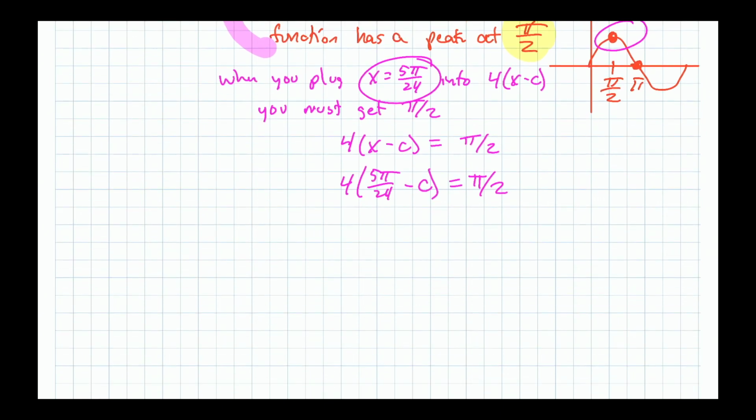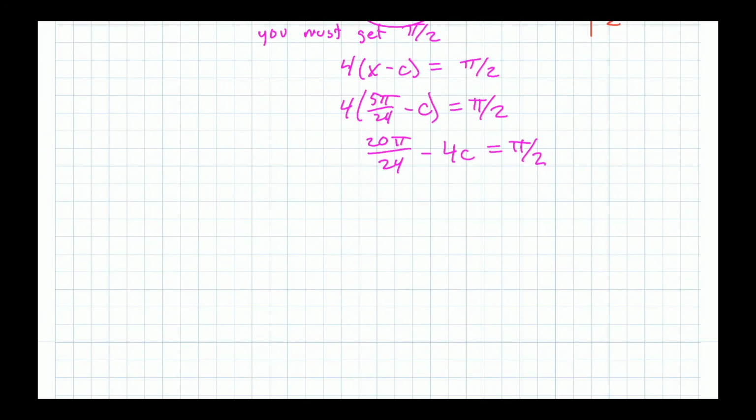And this is what I was trying to avoid, but we're stuck with it now. So multiply the 4 through. You get 20 pi over 24 minus 4c equals pi over 2. Keep the 4c on the other side, subtract off the 20 pi over 24. So you get negative 4c equals pi over 2 minus 20 over 24 pi, which, what is that? 4 goes into both of those, so 5 pi over 6.